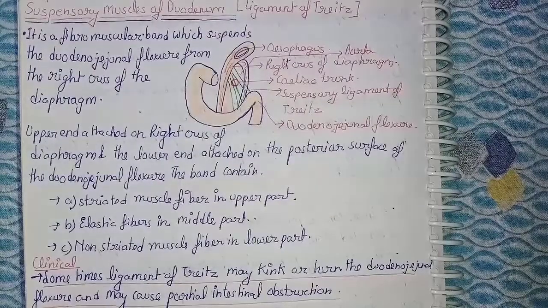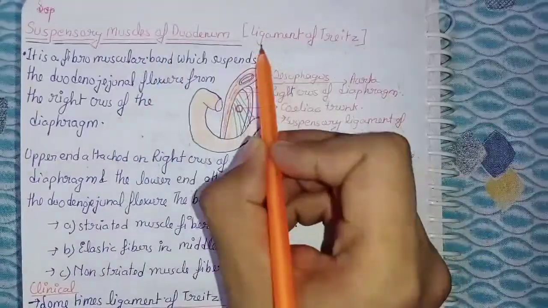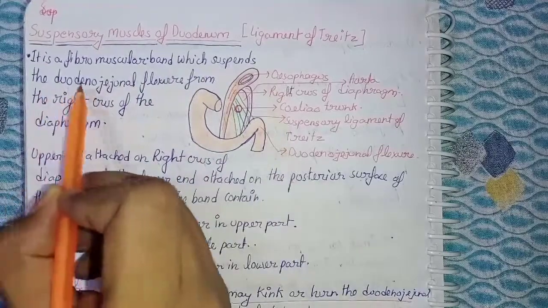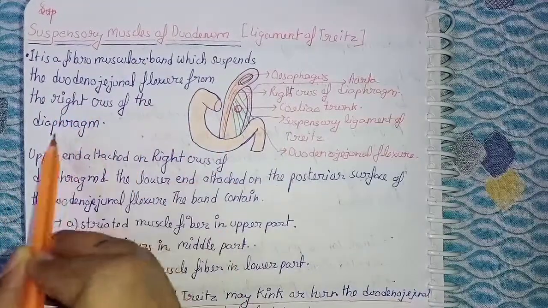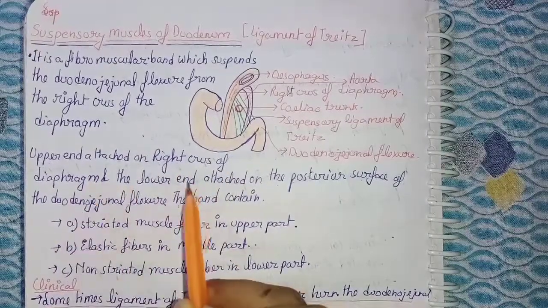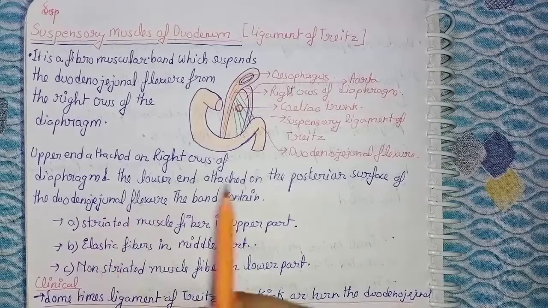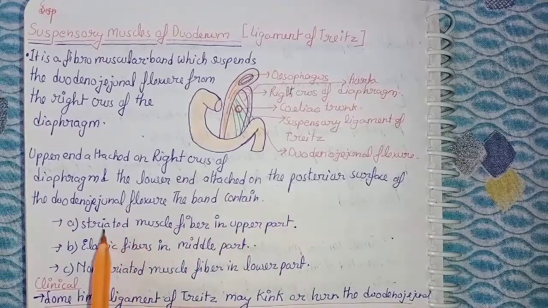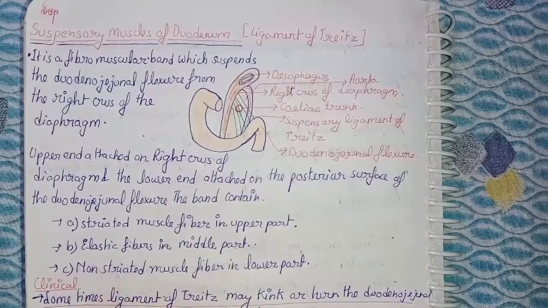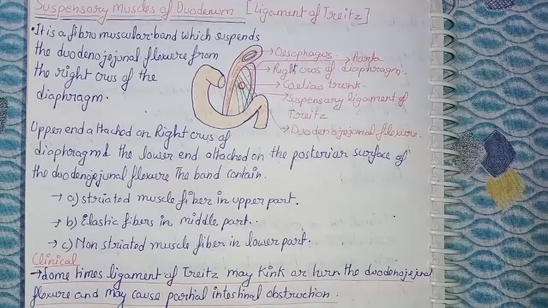Now we will talk about the suspensory muscle of duodenum. The suspensory muscle of duodenum is also called the ligament of Treitz. It is a fibromuscular band which suspends the duodenojejunal flexure from the right crus of the diaphragm. The upper end is attached to the right crus of diaphragm and the lower end is attached to the posterior surface of the duodenojejunal flexure. The band contains striated muscle fibers in the upper part, elastic fibers in the medial part, and non-striated muscle fibers in the lower part, as you can see in the diagram.